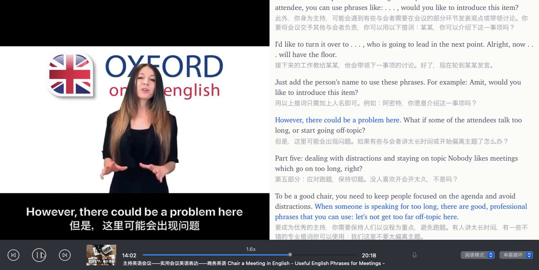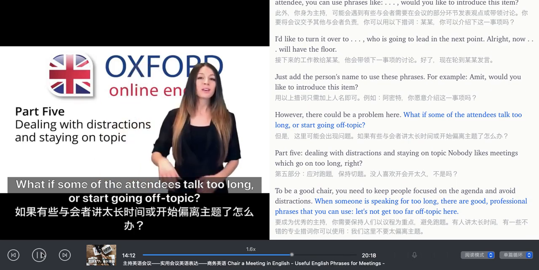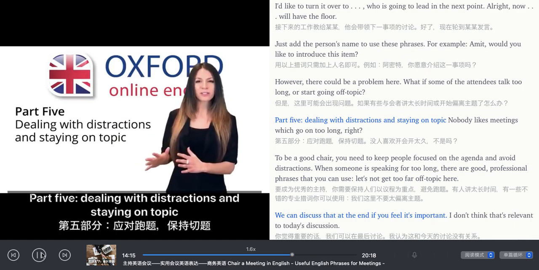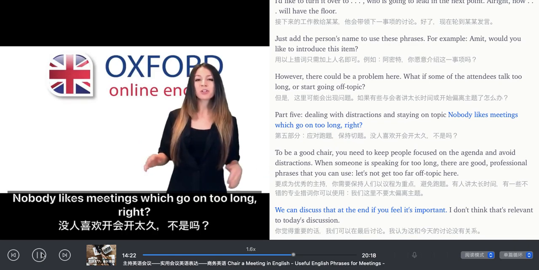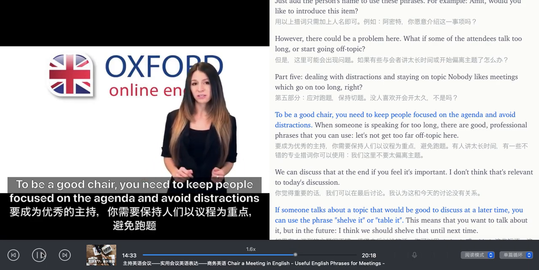However, there could be a problem here. What if some of the attendees talk too long or start going off topic? Part 5, dealing with distractions and staying on topic. Nobody likes meetings which go on too long, right? To be a good chair, you need to keep people focused on the agenda and avoid distractions.